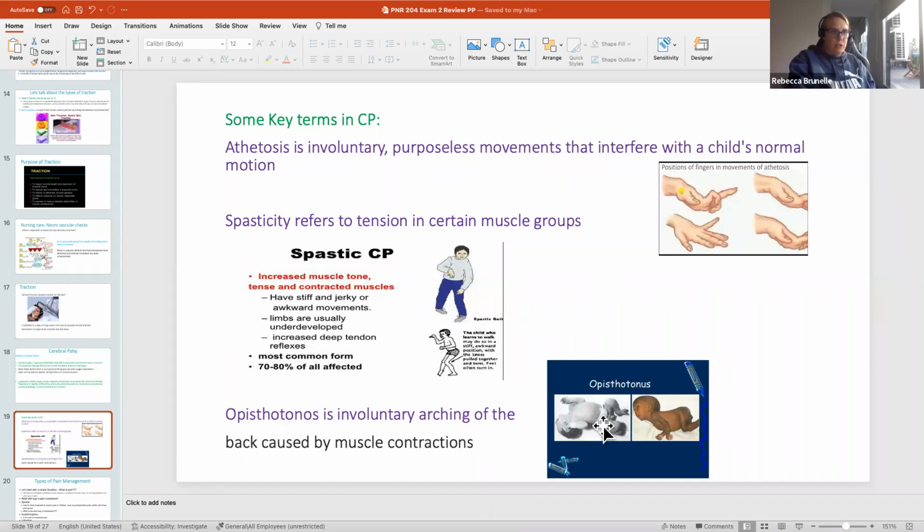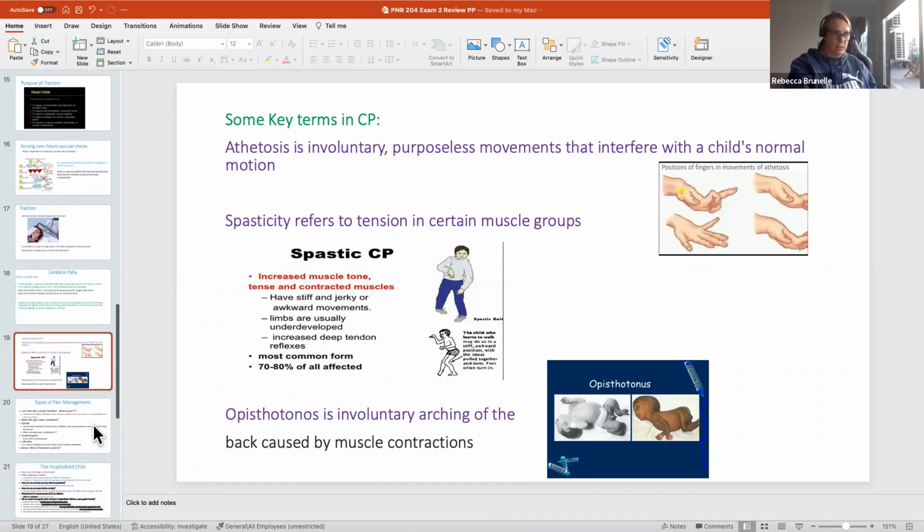Opisthotonos is this involuntary arching of the back. If you look at the picture here on the bottom, this would be an example of a patient that was diagnosed at infancy, where they have this arching of their back that's caused by involuntary muscle contractions. So these are the key terms associated. I would for sure remember that this involuntary movement of the hand is athetosis, and most kids that have CP have spastic CP. 70 to 80% of kids that have CP have spastic CP.